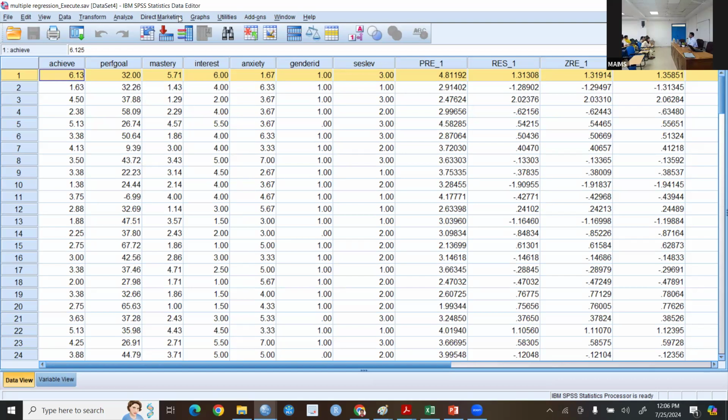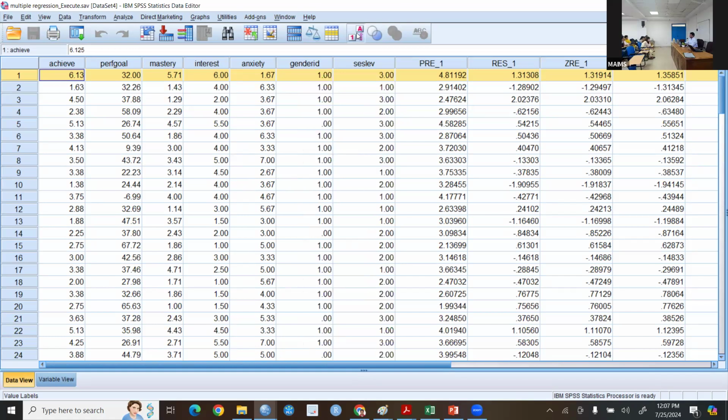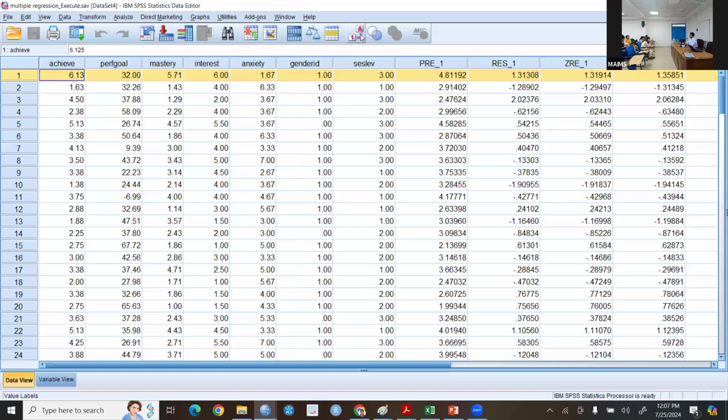Interest is measured on a scale of 0 to 10. He has given a scale of 6, that my interest level is 6. I'm not very interested in studies, right? Anxiety level is 0 to 10. The anxiety level is 1.67. That means he has a low anxiety level when he appears for the examination. And gender is 1. 1 means female. Remember this coding: 1 means female and 0 means male. This button, if you click, you will get the coding given in the variable view. So 1 means female.